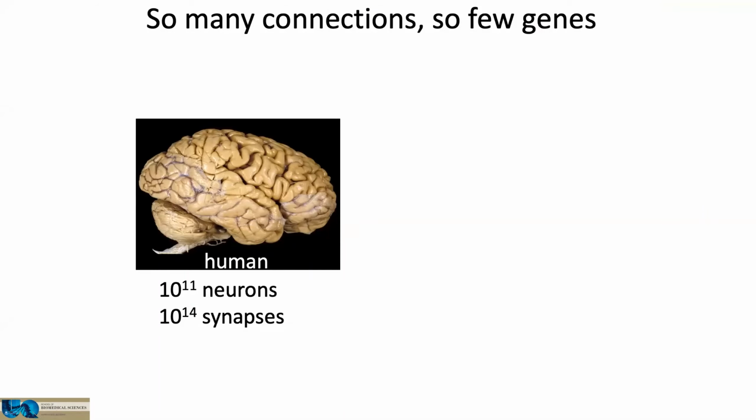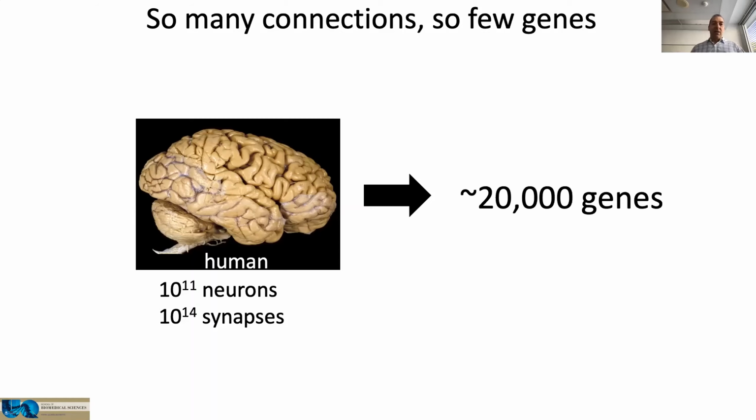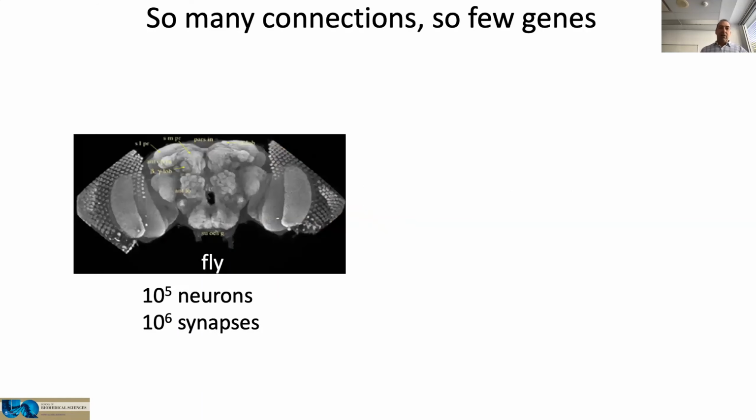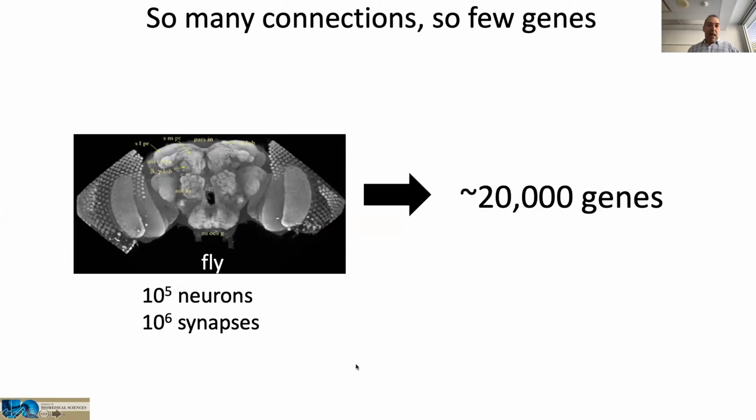Particularly only using a toolkit of 20,000 genes. This is orders of magnitude fewer genes than we would need to wire up the brain if everything was done on a single gene basis. I study the fruit fly brain, which is a much simpler brain. There are about 100,000 neurons and 1,000,000 synapses in this brain, but you can see that it still has quite a bit of morphological complexity and about the same number of genes. So clearly it's not the gene number that's dictating how the specificity is generated.